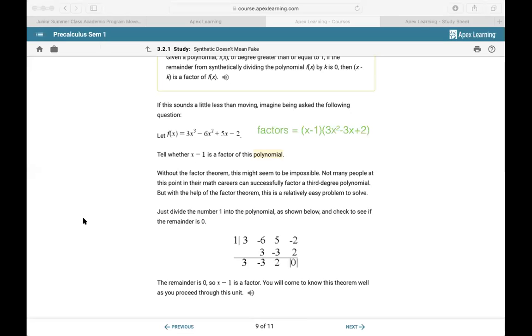Oh my gosh. Sorry, I don't know what just happened there. All right, so those are two factors there. And again, x minus 1 is a factor because we end up with 0 remainder.